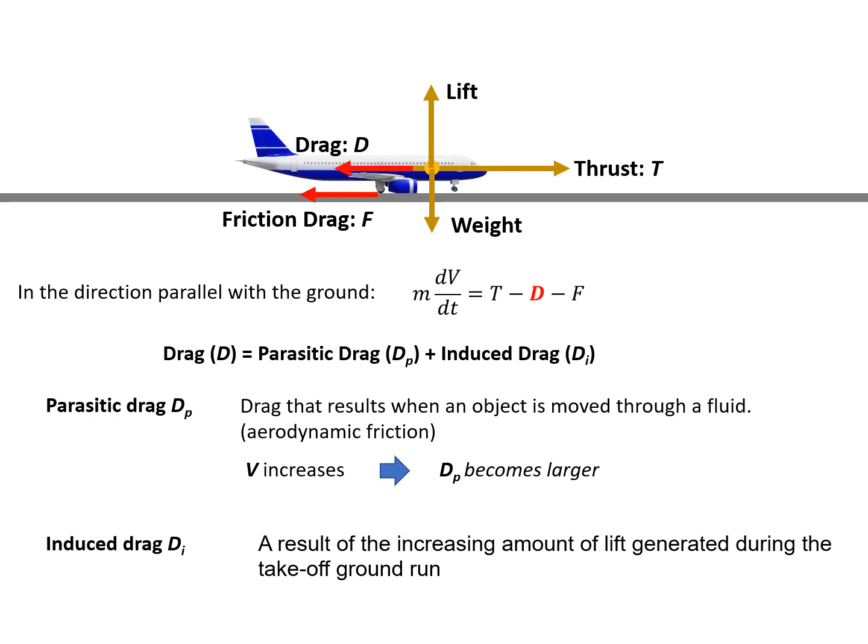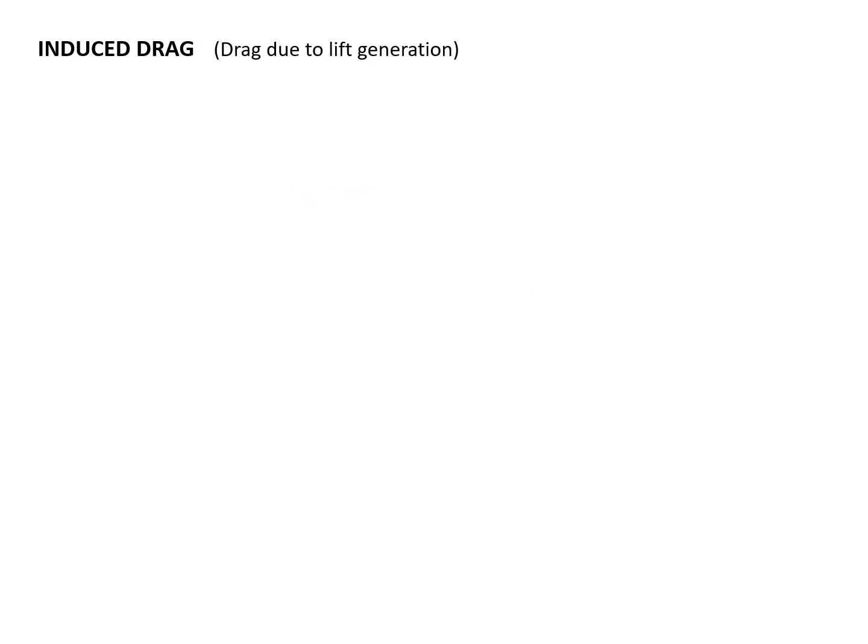Now let's go to the induced drag, D_I. Induced drag is a result of the increasing amount of lift generated during the takeoff ground run. So that's the induced drag, due to lift generation. Let's pay special attention to the induced drag, which, as we said earlier, is a drag due to lift generation.